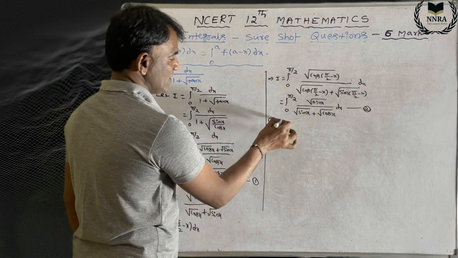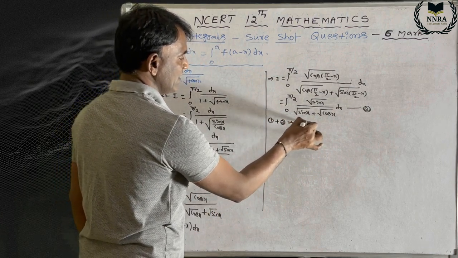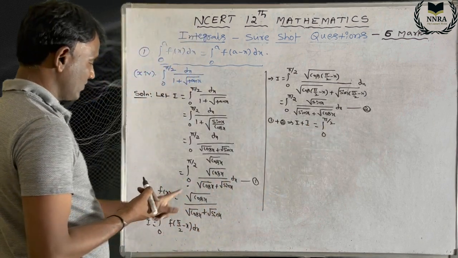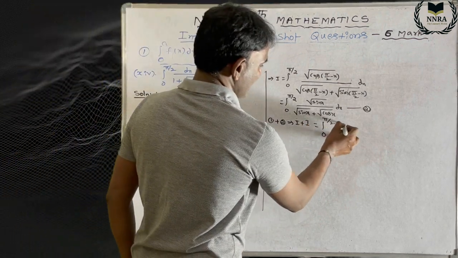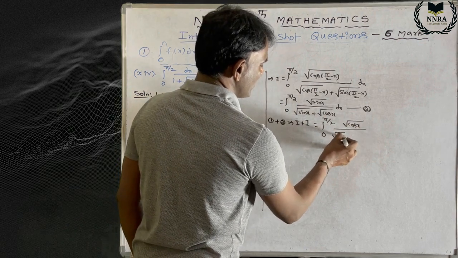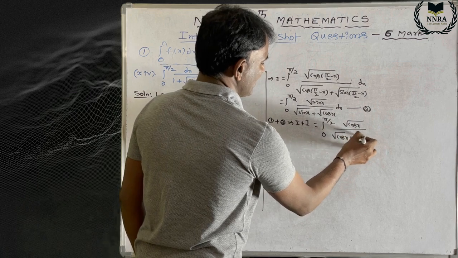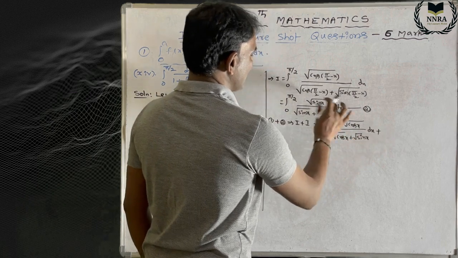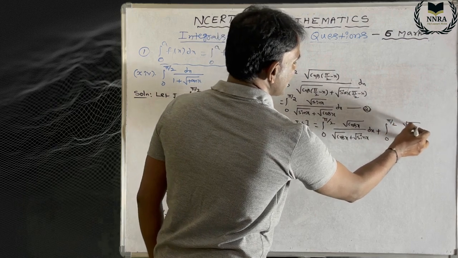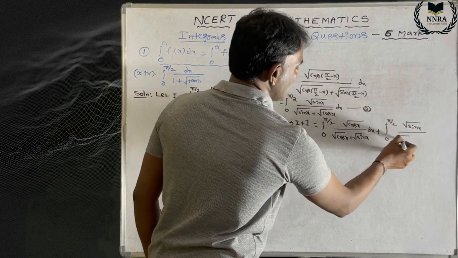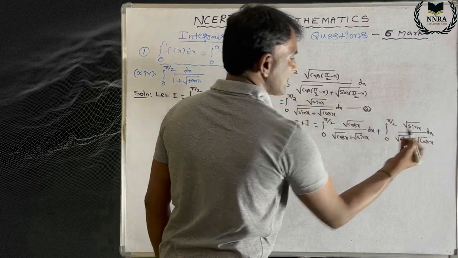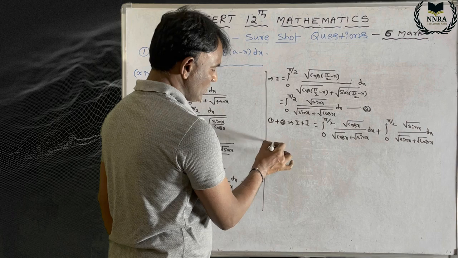Now add 1 plus 2. So I plus I equals integral 0 to pi by 2. What is the value? Root of cos x by root of cos x plus root of sin x, then dx. And the second value is this one, so again 0 to pi by 2, root of sin x divided by root of sin x plus root of cos x, right? Then again dx. So I plus I is 2I.